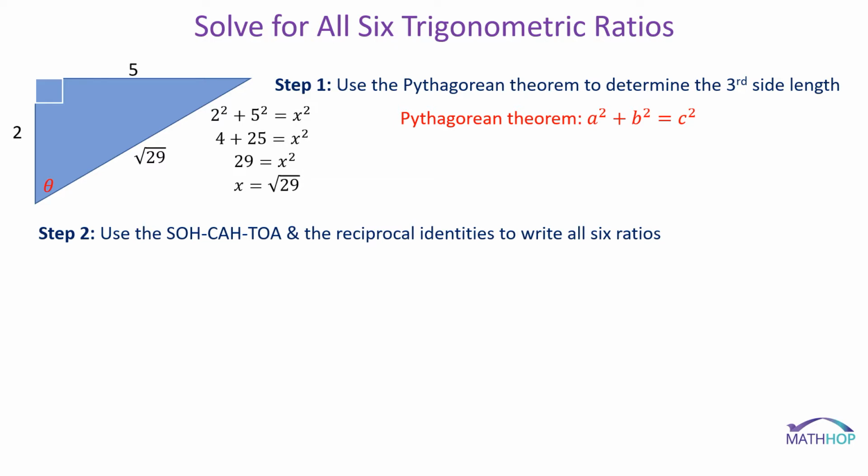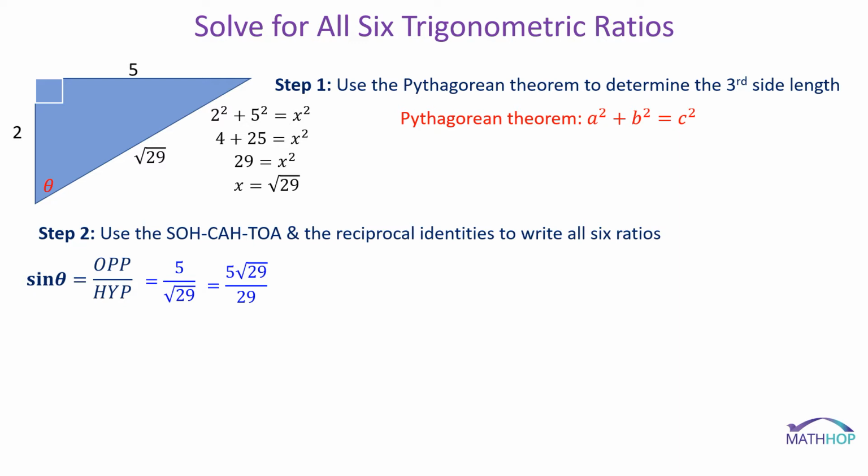Now we'll use SOH-CAH-TOA and the reciprocal identities to write all 6 ratios. Sine. Remember, opposite over hypotenuse. That's going to be the opposite of theta is 5 over the hypotenuse, square root of 29. Remember, you can't leave radicals that aren't perfect squares. You can't leave irrational values in the denominator. So we're going to rationalize the denominator, which just means multiply the fraction by rad 29 over rad 29. So we get 5 rad 29 over 29.